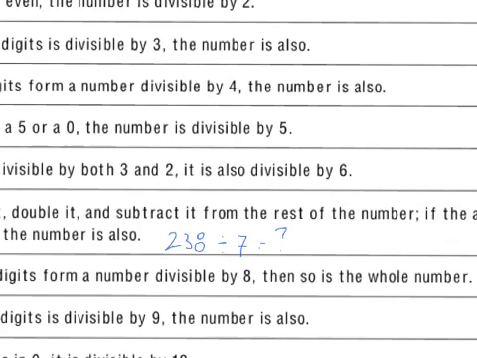Okay, so what is our rule? Well, we take the last digit, which is an 8. We double it to get 16. And then we're going to subtract 16 from 23, and 23 minus 16 is 7, and 7 divided by 7 works. We get a whole number, therefore 238 also works. So that's good.